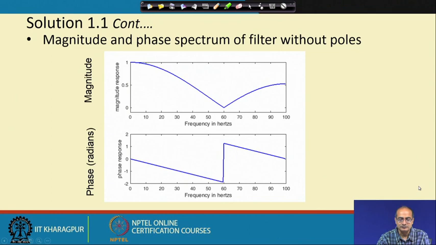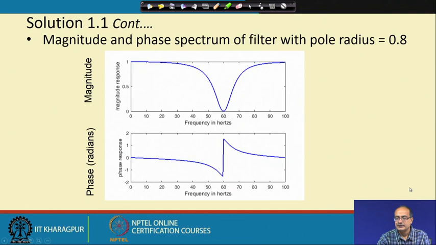Now, let us go back to how the notch filter was earlier, without the poles. Here is the magnitude and the phase spectrum for that on the right-hand side, and now let us see how it changes with the addition of poles. Next, when we have added the pole at 0.8 radius, we see that the notch has become more narrow. It means that the nearby or neighboring frequencies would be less affected than the case where no pole was there.